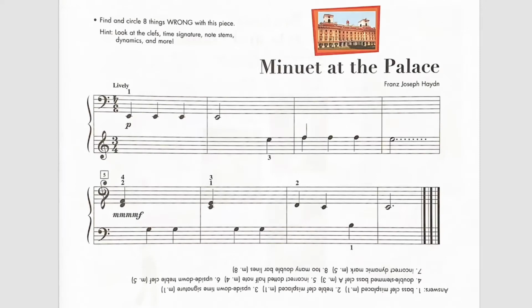You are looking at a piece of music called Minuet at the Palace, composed by Franz Joseph Haydn. But there are some things that don't look quite the way they should here. In fact, there are 8 things that are wrong in this music. And today we are going to put on our detective hats and find all 8 of them. They have given us a hint at the top of the page that is super important. It says to look at the clefs, time signatures, note stems, dynamics, and more.